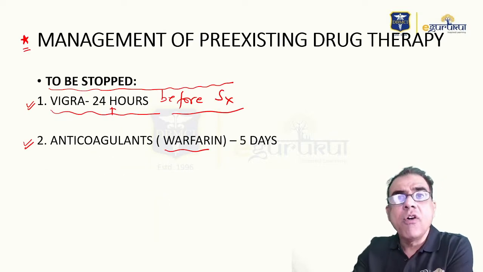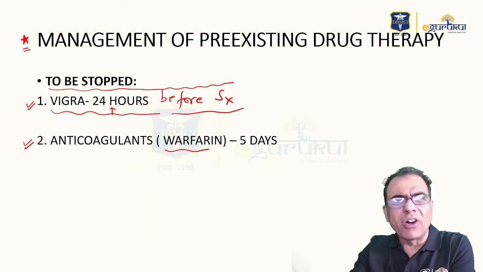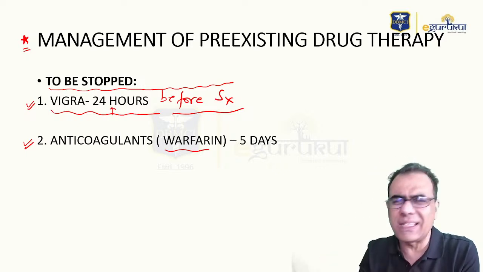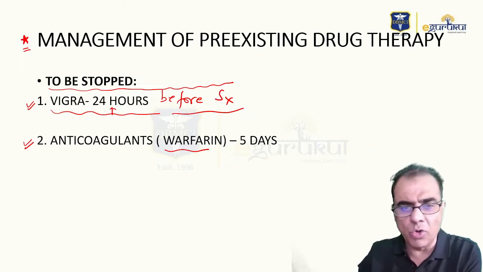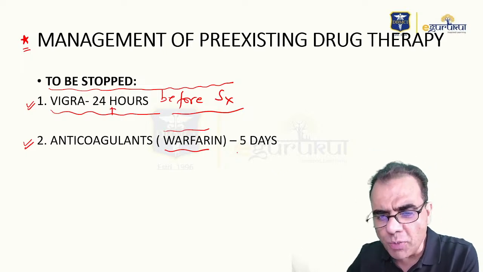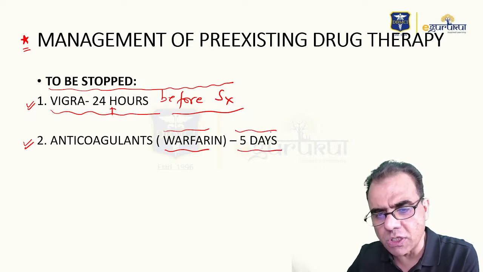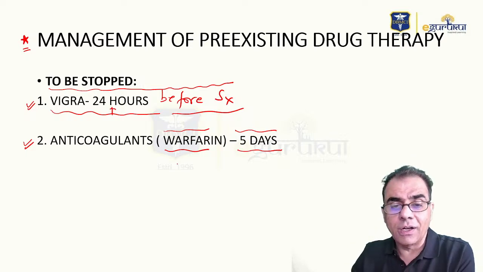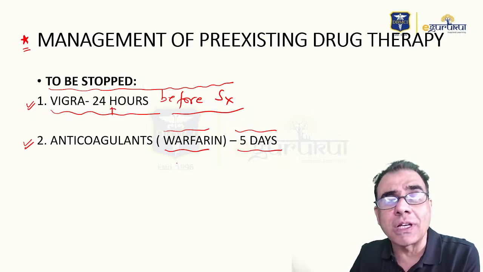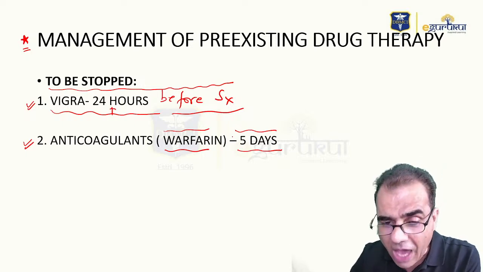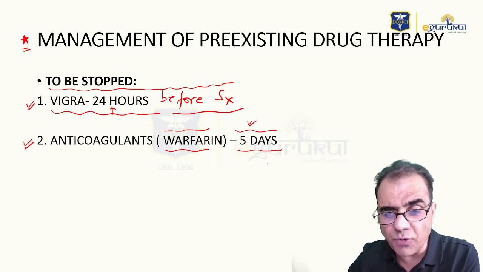Warfarin. There are many newer direct anticoagulants also. You know rivaroxaban, dabigatran, but those details are normally not asked from you. You can only remember warfarin. Warfarin should be stopped 5 days before surgery. It's an anticoagulant, so you cannot give any anticoagulant before surgery, otherwise the patient can bleed in the surgery. So we have to stop warfarin 5 days before surgery.